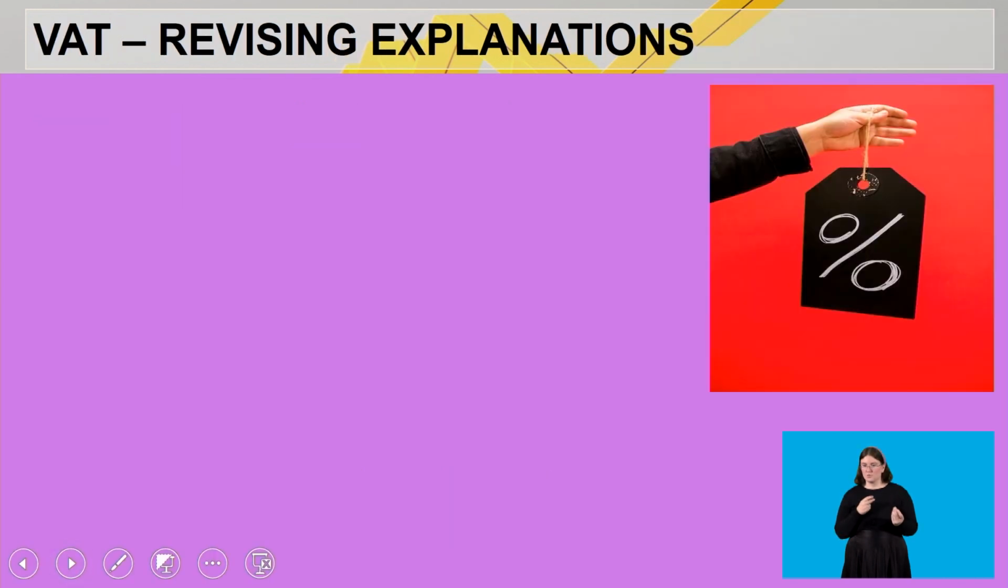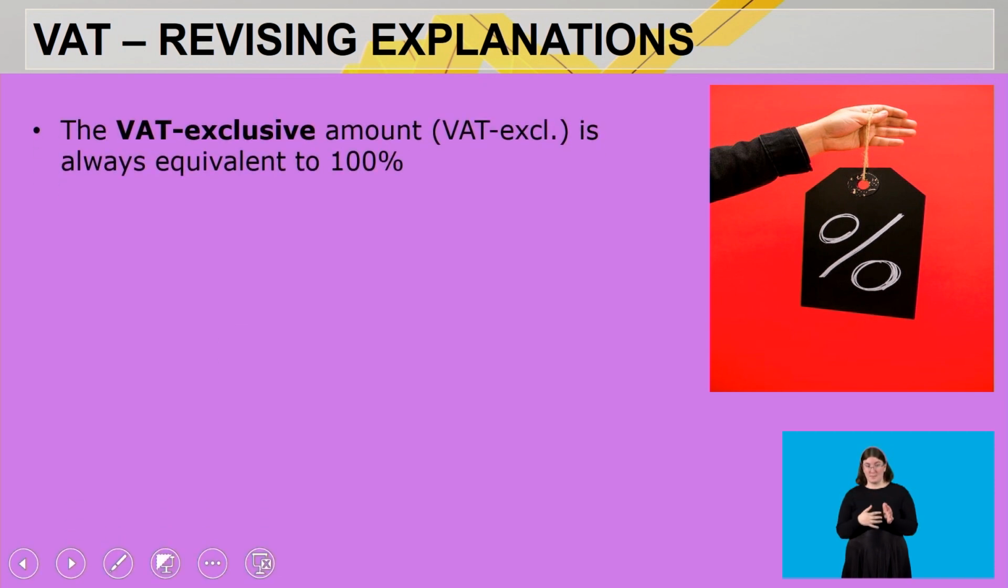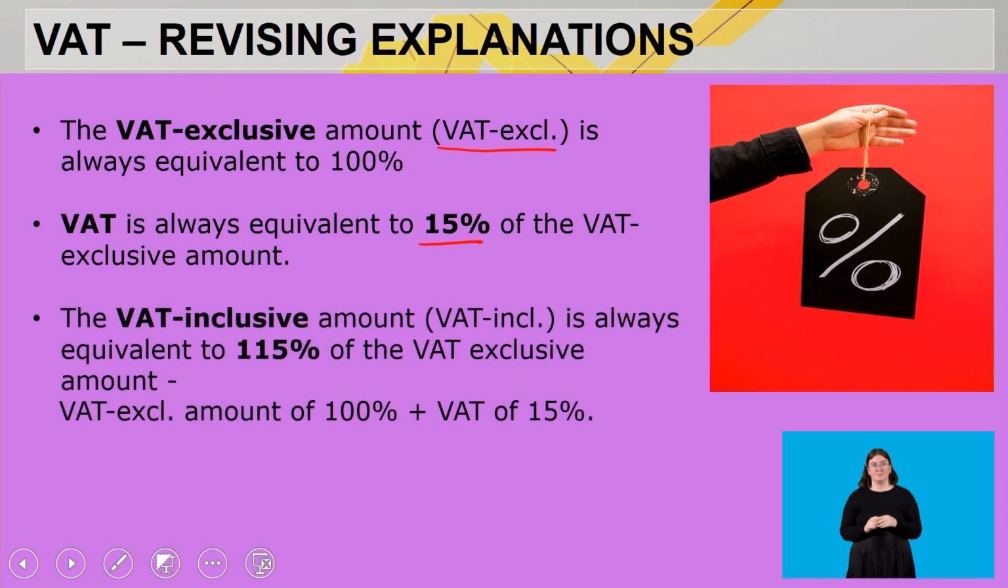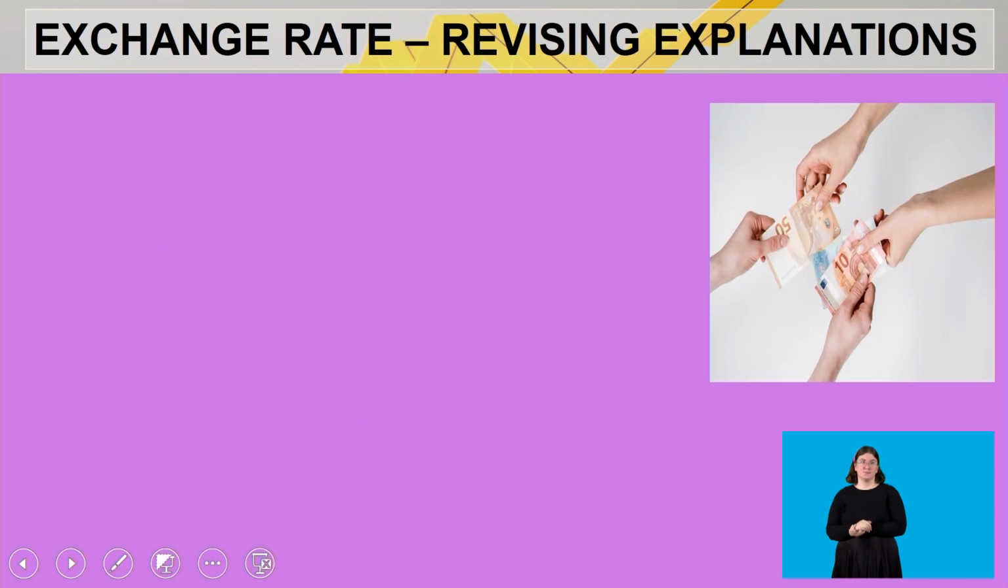Okay, guys, let's quickly look at some other important wording that you should know. Explanation: the VAT exclusive amount, sometimes indicated as VAT excl., is always equivalent to 100%. What else is important? VAT is always equivalent to 15% of the VAT exclusive amount. Then the VAT inclusive amount is always equivalent to 115% of the VAT exclusive amount, meaning it is the VAT exclusive amount, the 100% I referred to, plus the VAT of 15%.